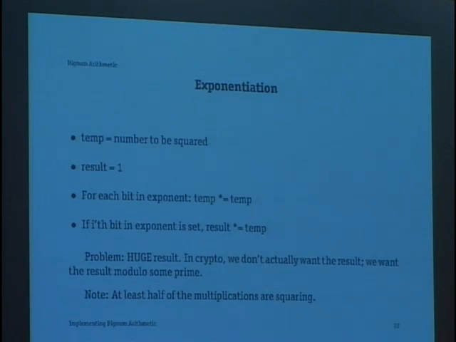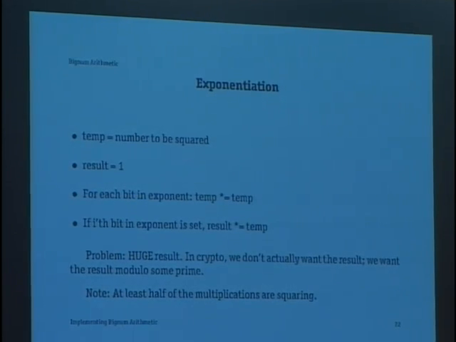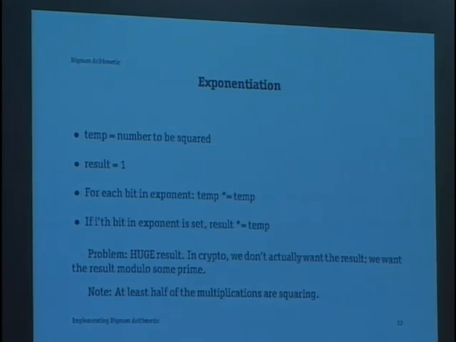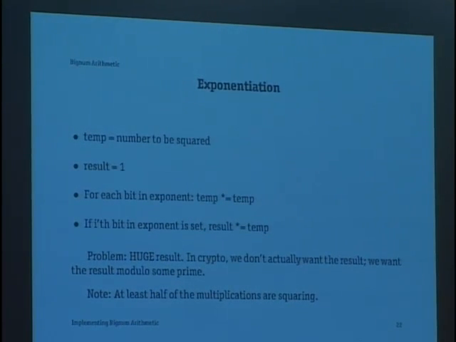Anyway, one thing you have to do in bignum cryptography all the time, the thing you really want to do, is exponentiation. So the usual algorithm for that is that you have some temp number, which is the number you want to take the power of, and for each bit in the exponent, you keep squaring that number, and if the bit in the exponent is set, then you multiply it to the result. So that's basically the way you do exponentiation.